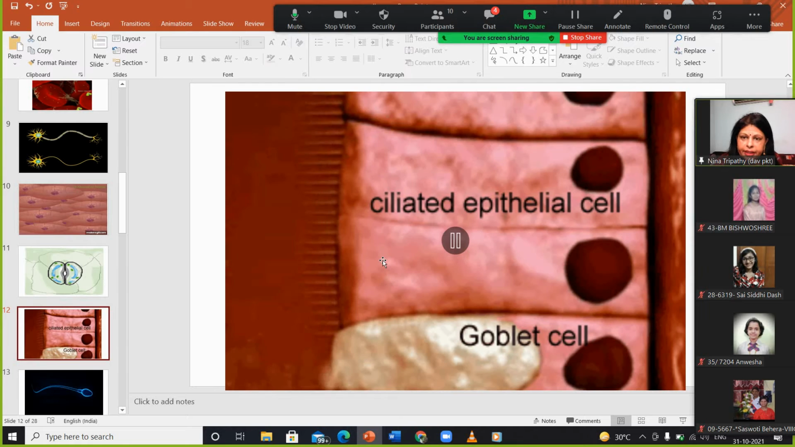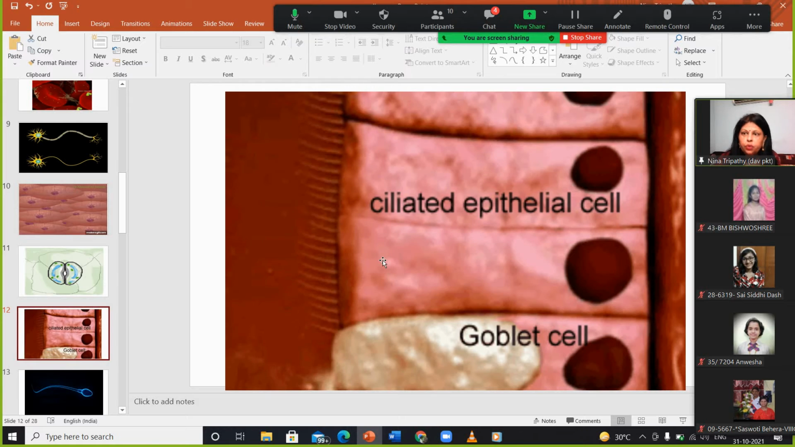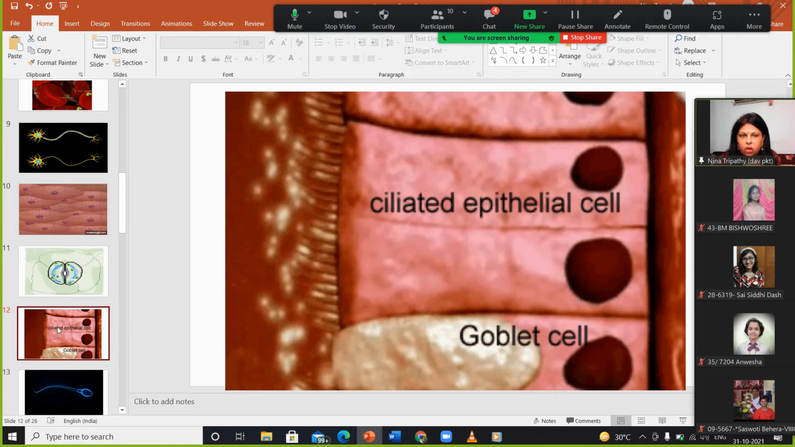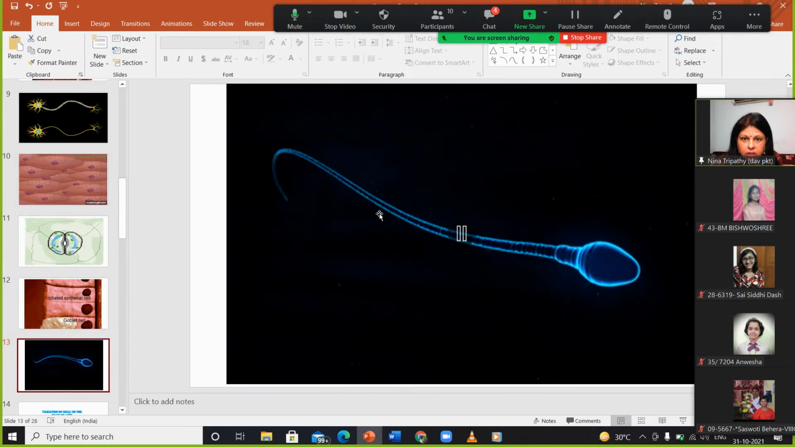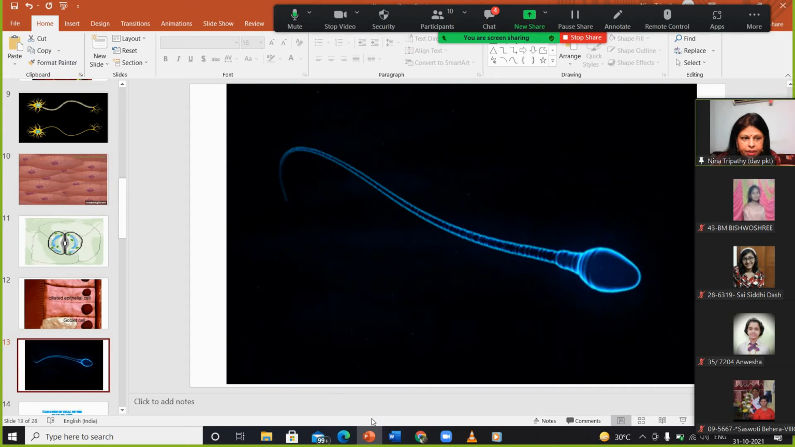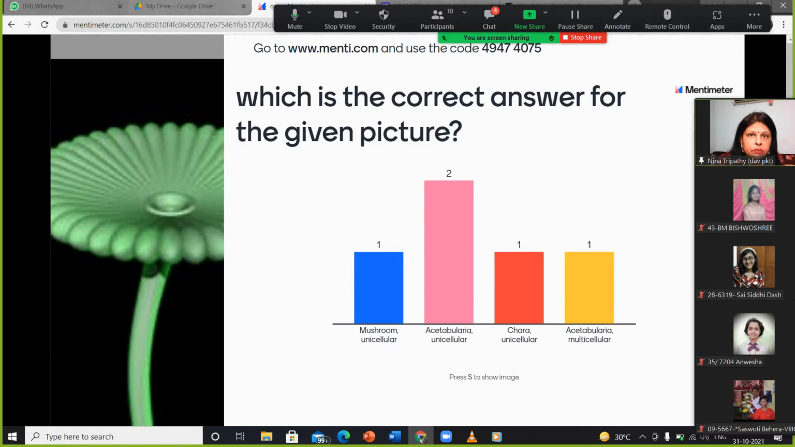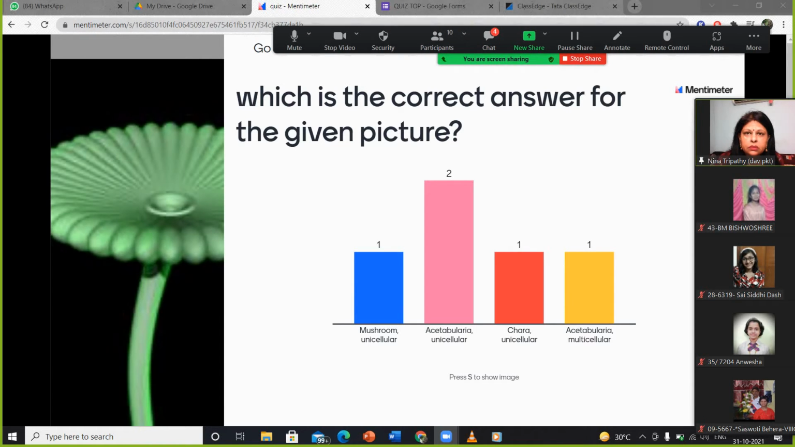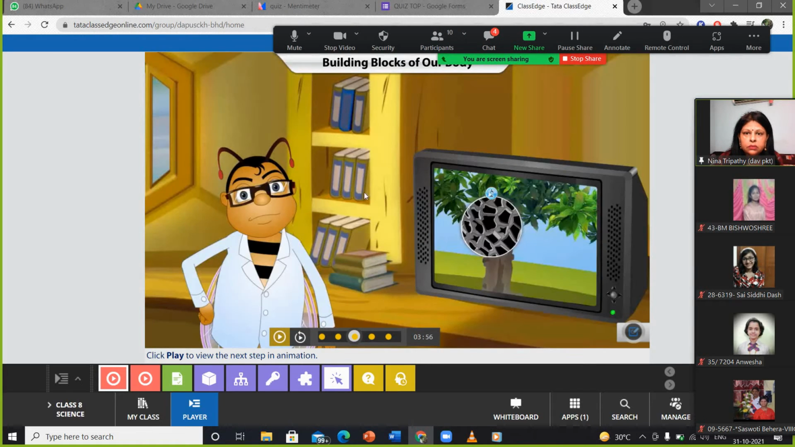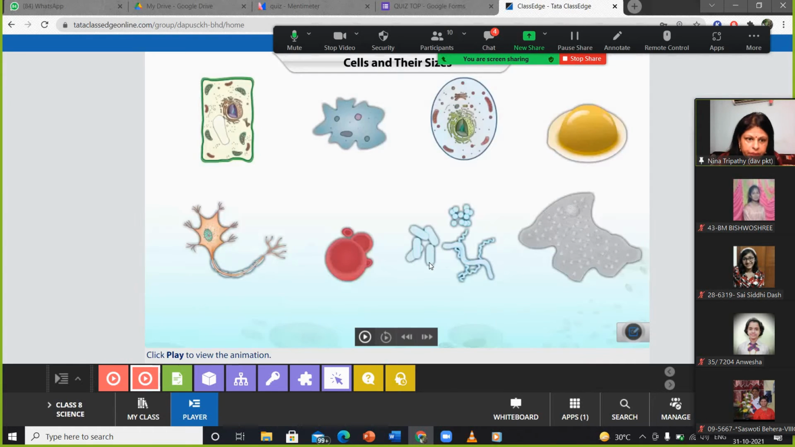Then this one is the ciliated epithelial cells. They are cuboidal or columnar cells, ciliated, beating rapidly to carry the foreign particles away. Then the next one is the sperm cells. It has a long tail. Why? To provide its motility. Okay. So now I am giving you this one. This is the cell shape and size you will discuss here.